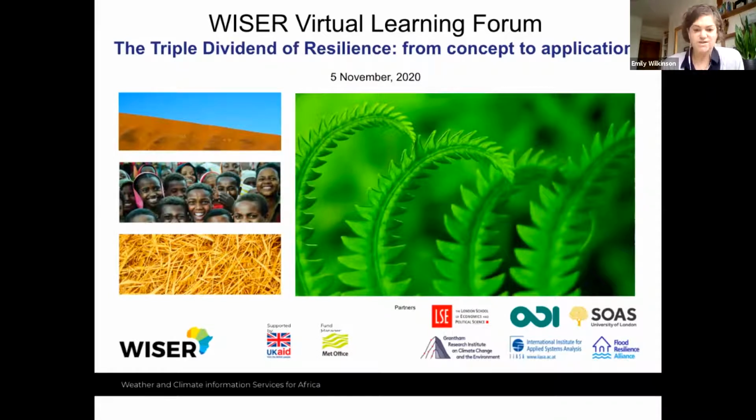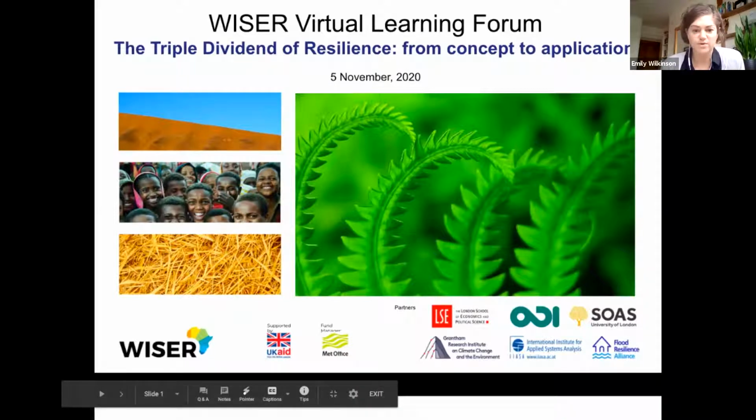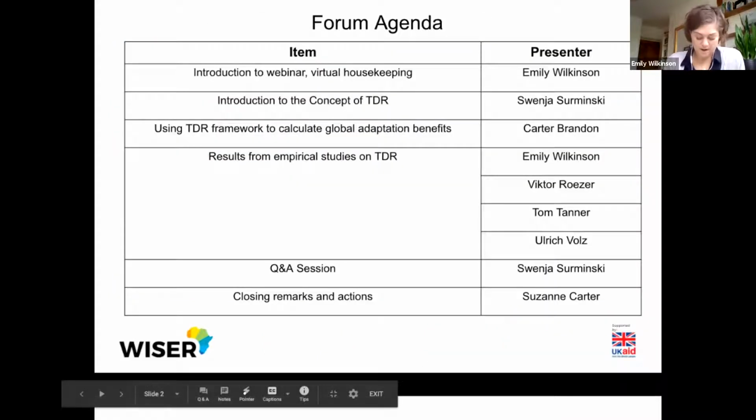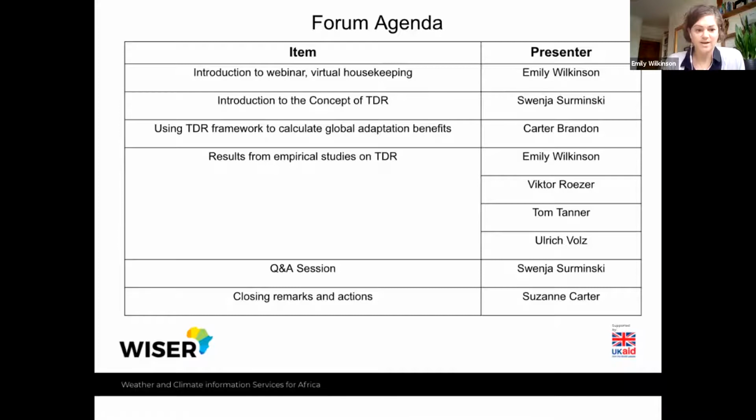So now to the introductions. We'll have two introductions: one from Svenja Szyminski from the LSE, who will introduce everyone to the Triple Dividend of Resilience framework. And then Carter Brandon from WRI is going to tell us a bit about how the framework has been used in calculating global benefits of adaptation. And then we have a panel of 4 presentations. One from me, I'll be back later, Victor Rosen from LSE, Tom Tanner from SOAS, and Uli Volts from SOAS. And after those presentations, there will be a Q&A session.